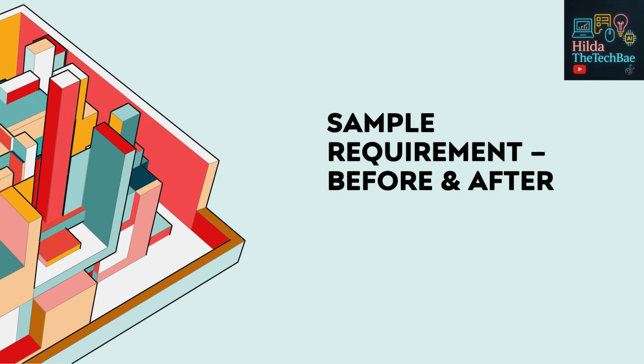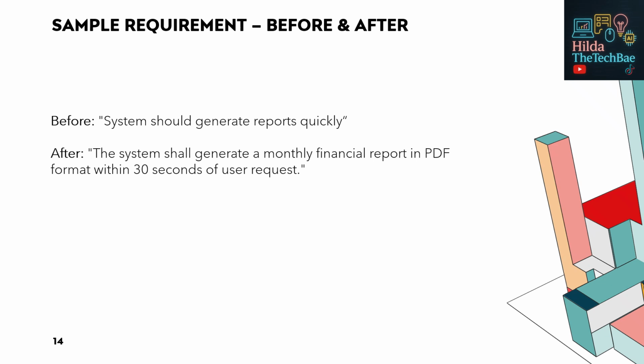Let's take a look at some sample requirements before and after. So let's do a little makeover here, right? The original version, which is the before, system should generate reports quickly, is super vague. How fast is quickly? What kind of reports? When should it happen? It leaves everyone guessing and creates room for misunderstanding. So now let's take a look at the improved version, which is the after.